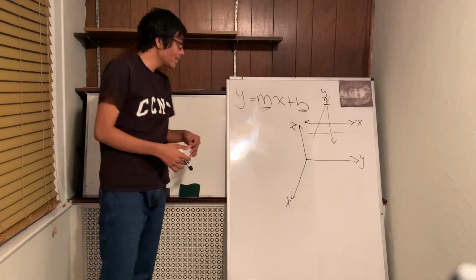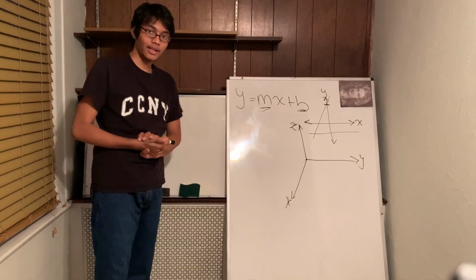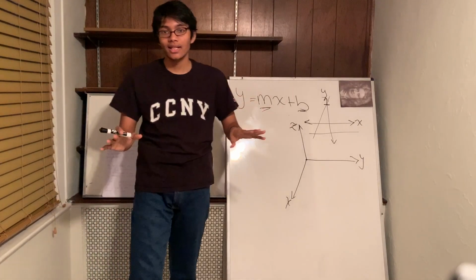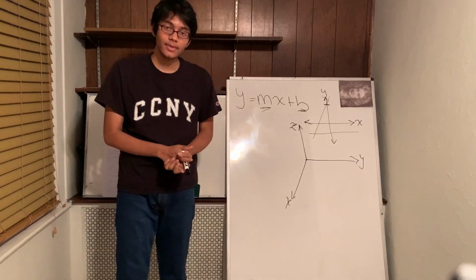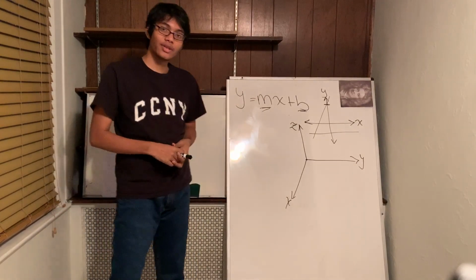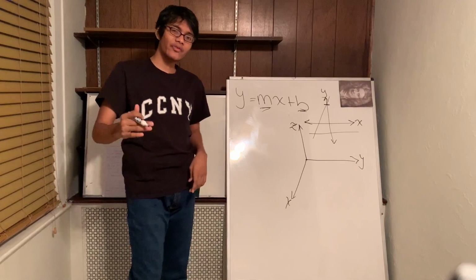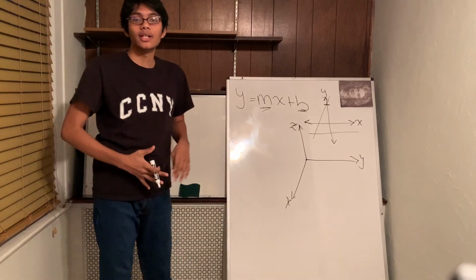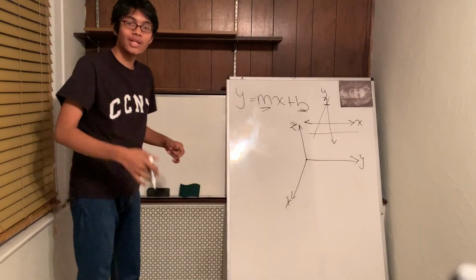Now, in 2D, we need one equation to plot a line. How many equations do you think we need to plot a line in 3D? Well, since it's one more dimension, you think it's one more equation. But as a matter of fact, you need 3 equations to describe a line in 3 dimensions, alright?